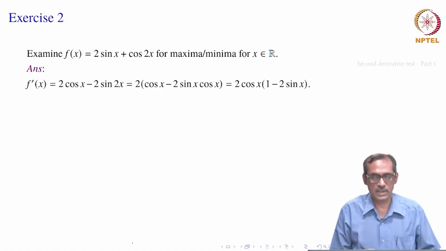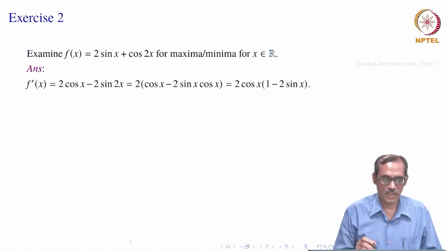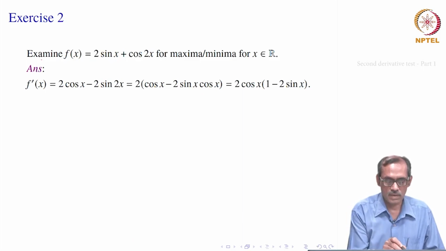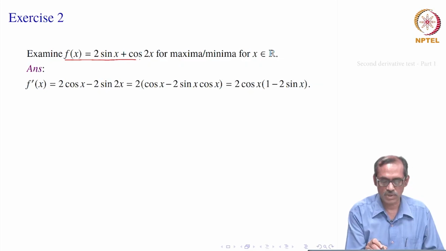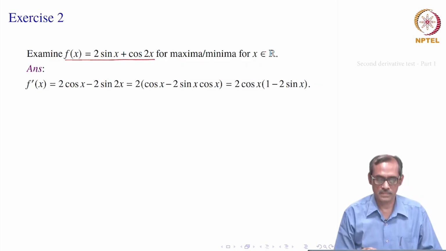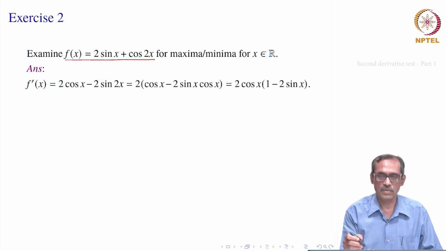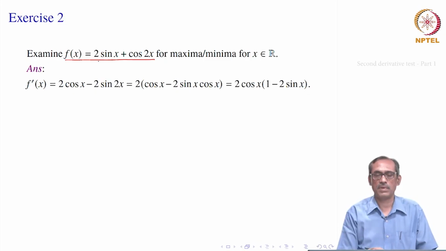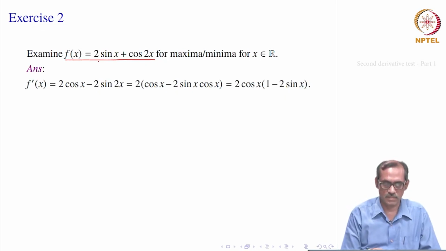Okay. So, let us go to the next problem. It is asked to examine this function f(x) = 2 sin x + cos 2x for its maxima or minima. That is, find all possible local maxima, local minima, absolute maxima, absolute minima if possible, right. So, the function is 2 sin x + cos 2x.